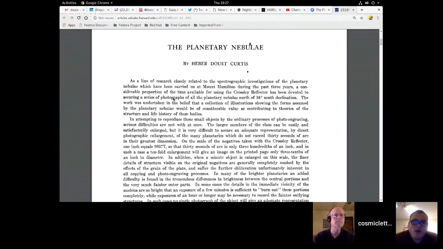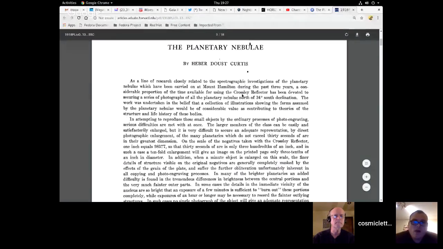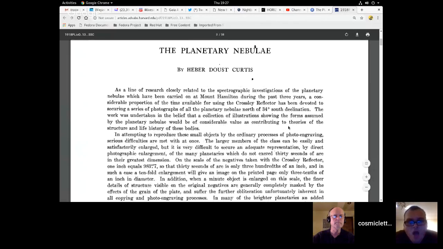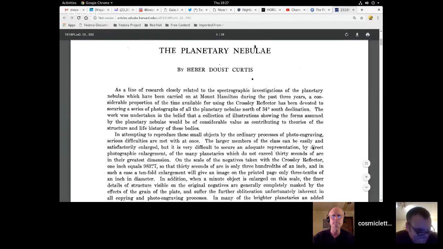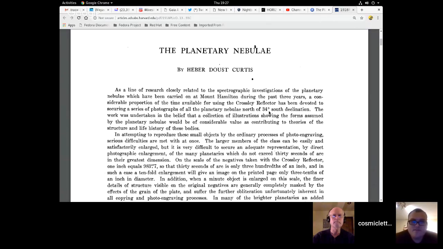Carried out on Mount Hamilton during the past 3 years. A considerable proportion of the time available for using the Crossley refractor has been devoted to securing a series of photographs of all the planetary nebulae north of 34 degrees south declination. So that's probably pretty much everything that they can see, right? Because they're in the north, and that's pretty far south.